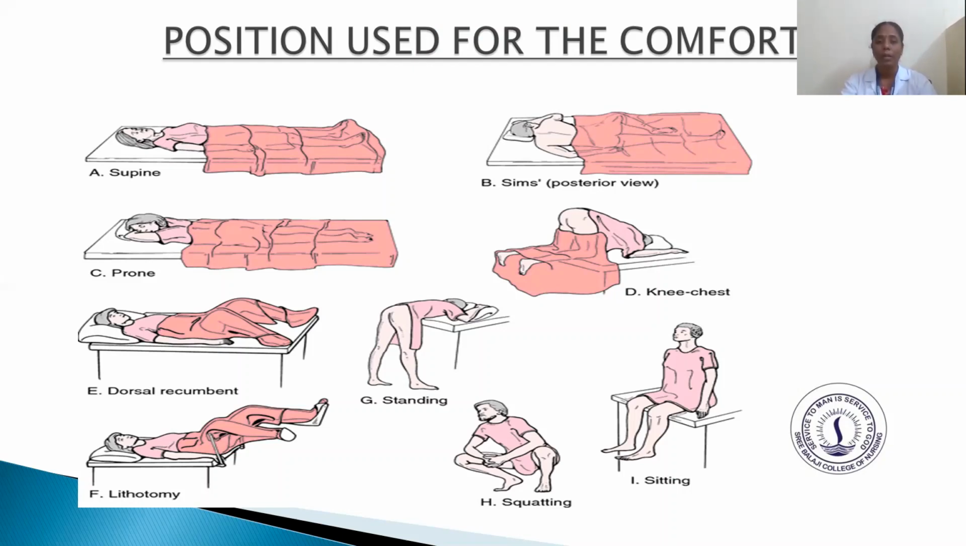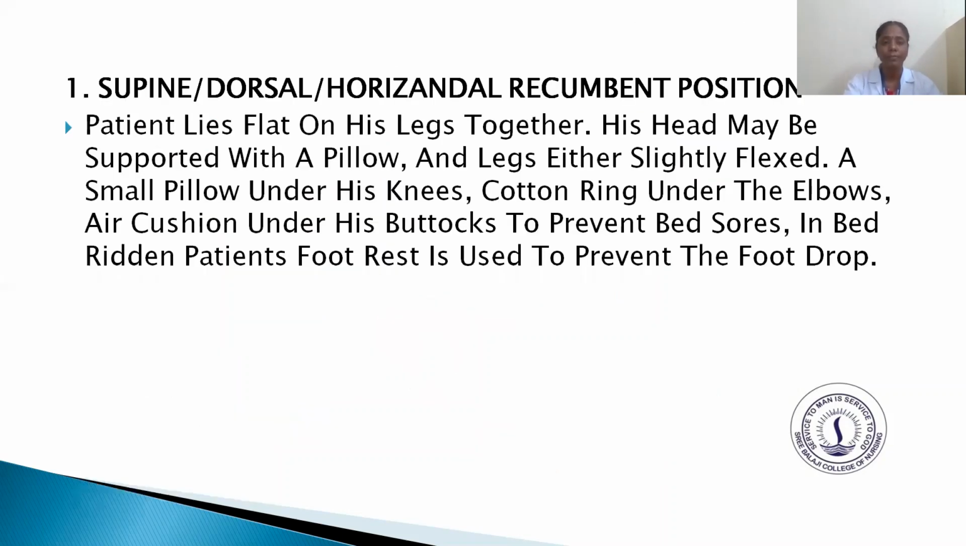So these are all the positions used for the comfort of the patients. That is positioning. So what are the positions? Supine, prone, Sims, knee chest, standing, dorsal recumbent, lithotomy, squatting and sitting. These are all the positions used for comfort. Next, one by one, we discuss the positioning. That is the supine, dorsal, horizontal recumbent positioning.